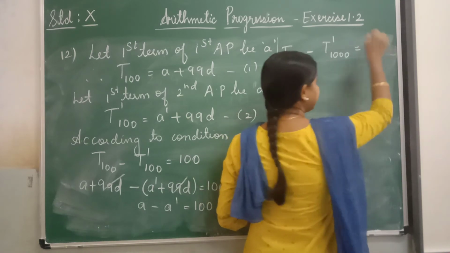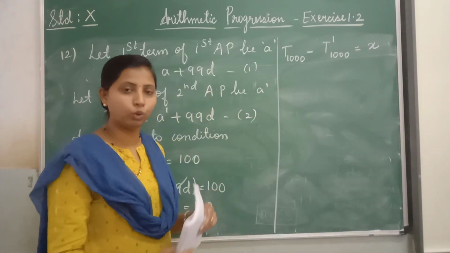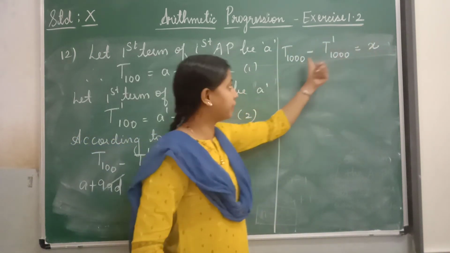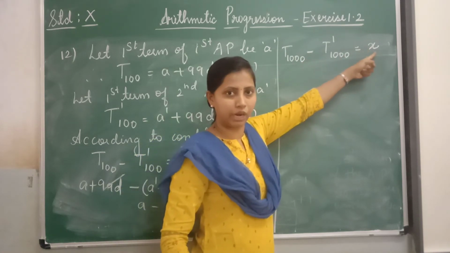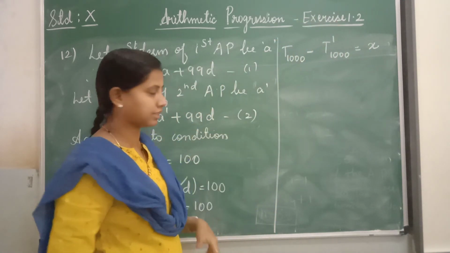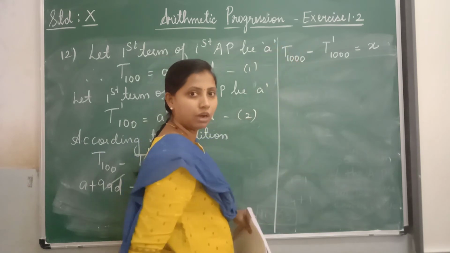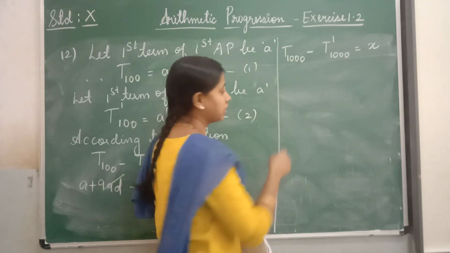So let's take that as x, because we don't know, we have to find this. The difference between the 1000th terms we have to find. So let's take that as x. Now what is the 1000th term? How do we get the 1000th term?